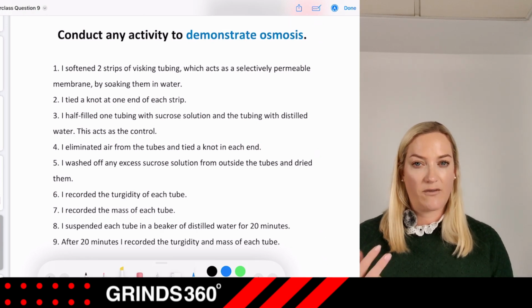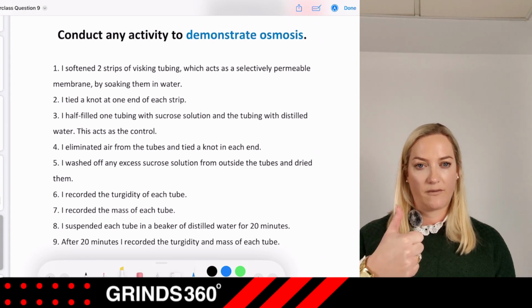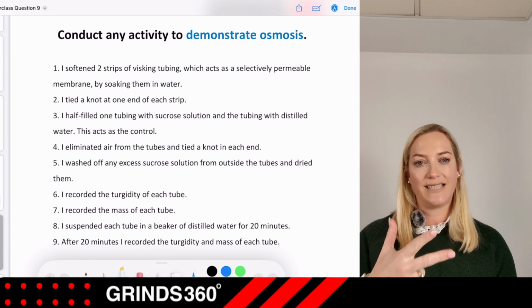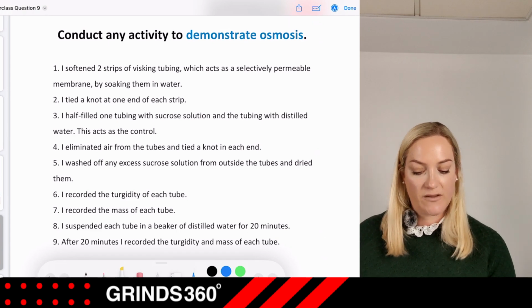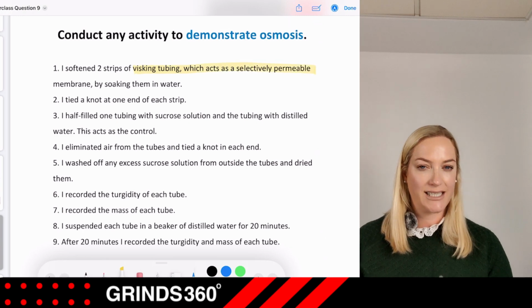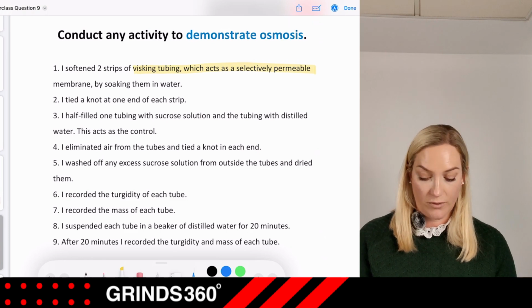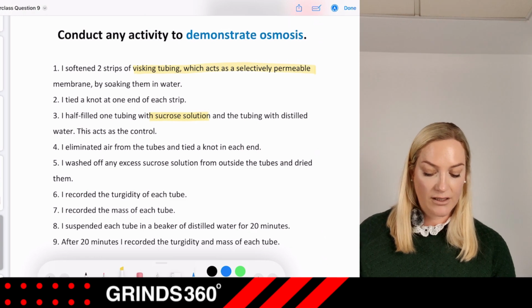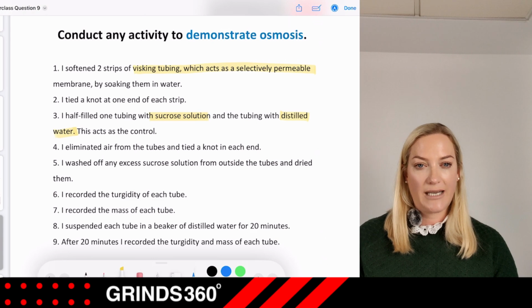So remember osmosis. If you're asked about osmosis, you're mentioning the word water 3 times. It's the movement of water molecules from an area of high water concentration to an area of low water concentration across a selectively permeable membrane. So in this experiment, you would have got 2 strips of Visking tubing, and your Visking tubing is acting as your selectively permeable membrane. And you would have placed those 2 Visking tubing in water to soften them so you could open them. Into one, you're going to put a sucrose solution, and into your control is distilled water, or you could say water. And then you would eliminate some air bubbles.